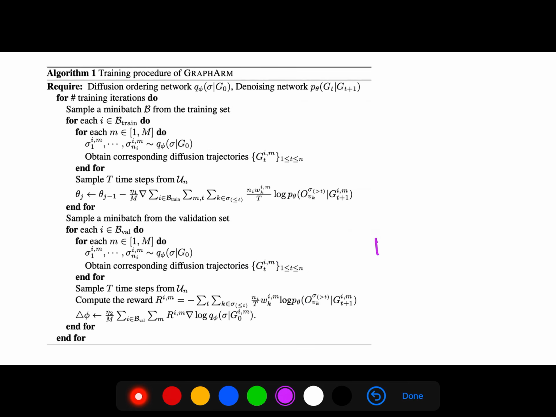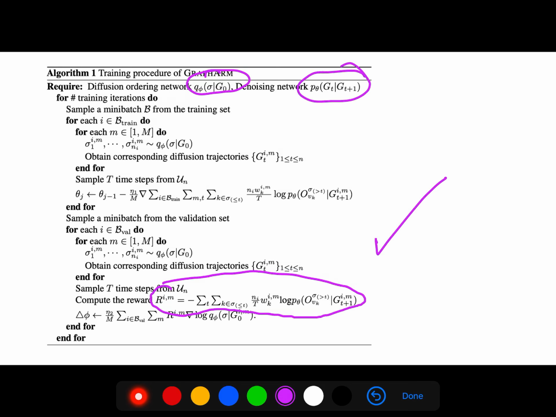So this is the training procedure of GraphARM. Here they compute the reward because they're using the REINFORCE algorithm to learn the ordering. They start with some ordering network and denoising network. For denoising, they update the parameters of the denoiser using this. And then we sample from validation. For validation, we obtain trajectories. We sample T and then compute the reward, and we update the parameters of the ordering network.